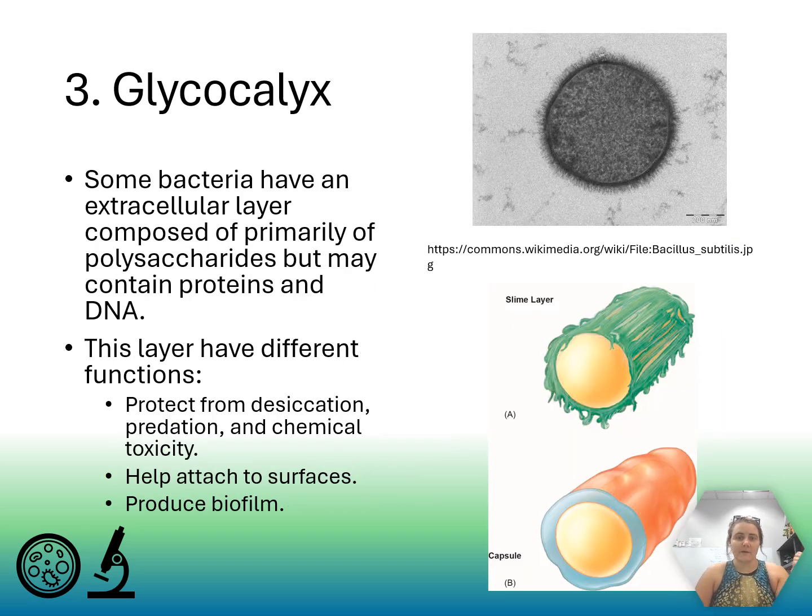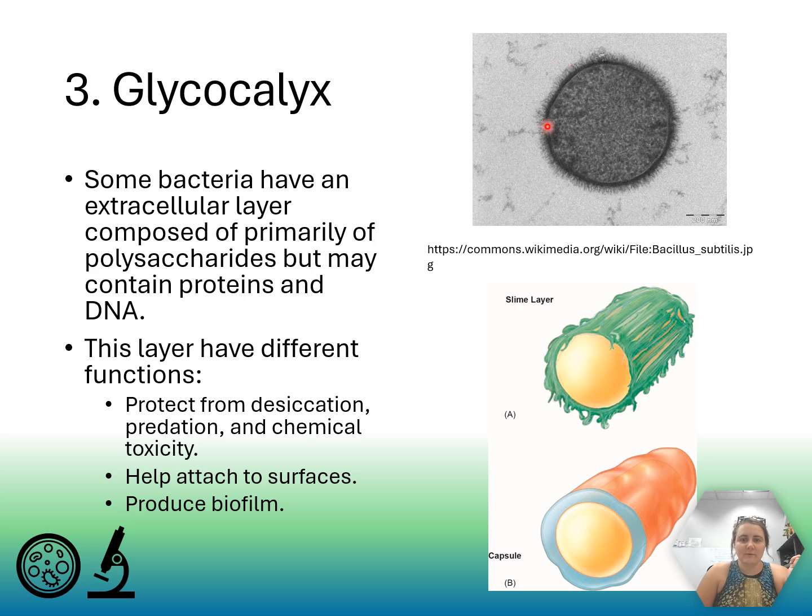The next component I want to talk about is the glycocalyx. And basically some bacteria have this interesting extracellular layer that's composed primarily of polysaccharides, but can also have proteins and DNA. So when you see polysaccharides, poly means many, saccha is a base from Latin that means sugar. So polysaccharides are carbohydrates. So basically what can happen in a cell is you get these funky looking slime layers on the outside of bacteria.